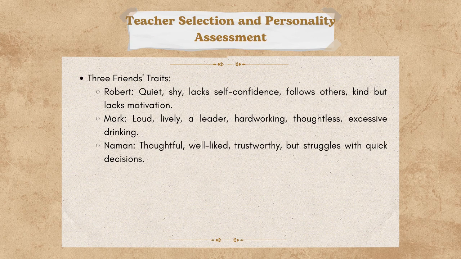An example: Robert, Mark, and Norman are college students and all want to be teachers. Robert is quiet and shy. He lacks self-confidence and usually follows others. He's a kind person, but he lacks the motivation. Mark is loud and lively. He's a leader. He works hard, but he is thoughtless and drinks too much on weekends. Norman is thoughtful and well-liked. He's trustworthy, but sometimes he has difficulty making quick decisions.